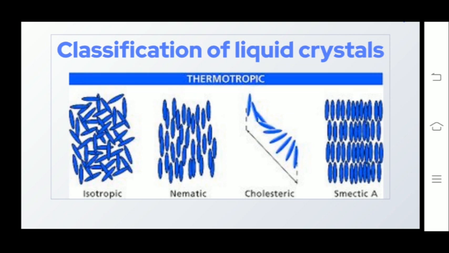Smectic, nematic and cholesteric liquid crystals are included in the family of thermotropics. Thermotropics are small organic molecules, usually rod-like or disc-like, which show mesomorphic behavior as a function of temperature. Lyotropic means these contain a mixture of organic molecules.